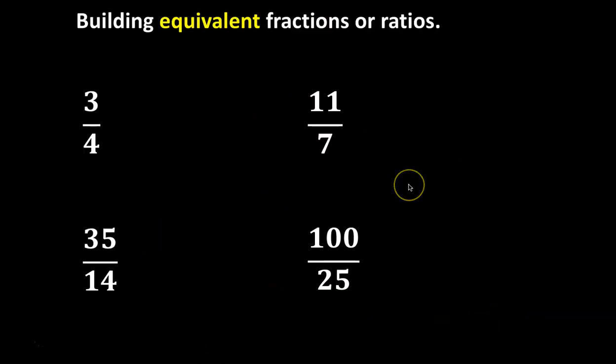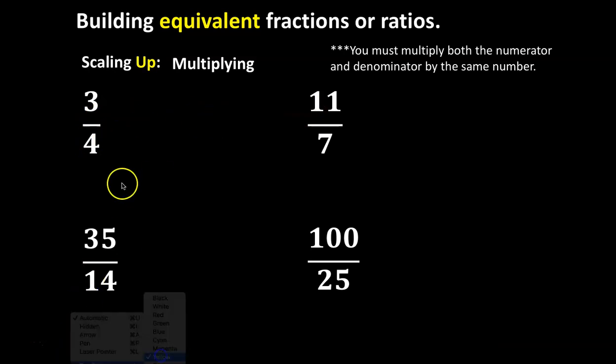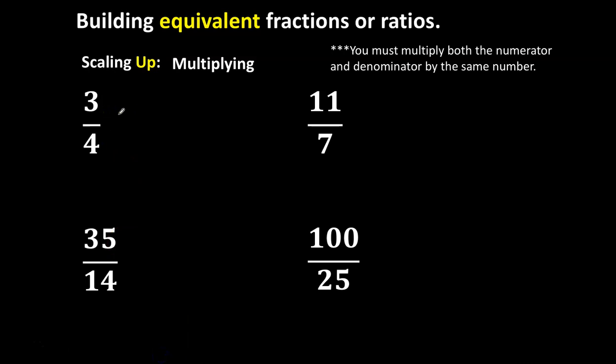Now that you understand that, we can talk about building equivalent fractions or ratios. If you are going to build equivalent fractions by scaling up, you are multiplying. So let's start with the multiplication examples at the top here. I need to grab a pen for this, and I'm going to create an equivalent fraction. I'm going to multiply 3 by 5, and I get 15. I'm also going to multiply 4 by 5, and I will get 20.